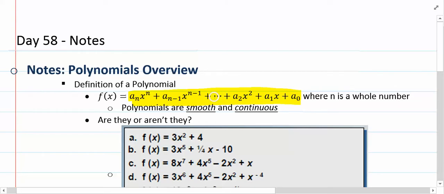this triple dot means that we're going to continue the pattern. So the next one would have been a sub n minus 2 times x to the n minus 2, so on and so forth, till we get down to the end here. A sub 2 times x squared plus a sub 1 times x plus a sub 0. Now, this is the definition. This is the description that we use to generalize the form.